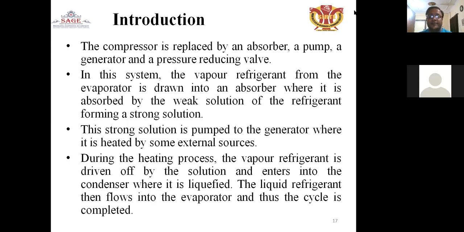The compressor is replaced by an absorber, a pump, a generator, and a pressure reducing valve. In this system, the vapor refrigerant from the evaporator is drawn into an absorber, where it is absorbed by the weak solution of the refrigerant, forming a strong solution. Strong solution बनता है.